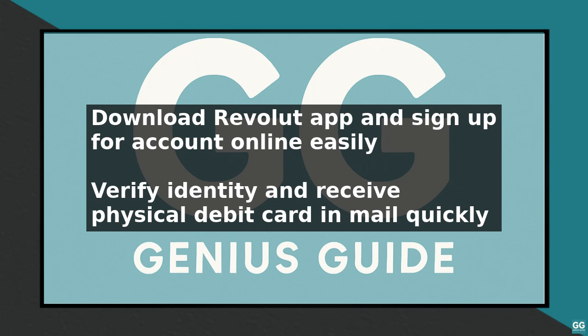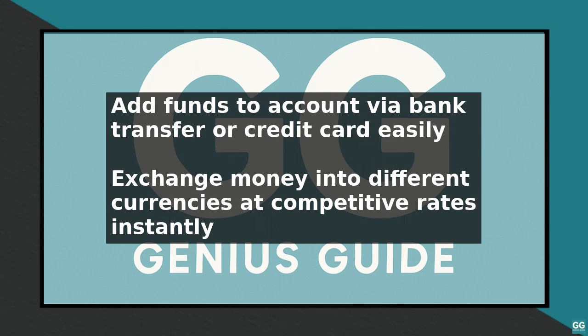The next step is to add funds to your account, which can be done via bank transfer, credit or debit card, or other payment methods. It is essential to note that Revolut offers real-time exchange rates, allowing you to exchange your money into different currencies at competitive rates. After adding funds, you can start using your account to make international transactions.